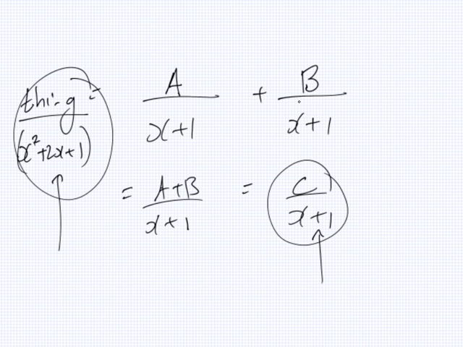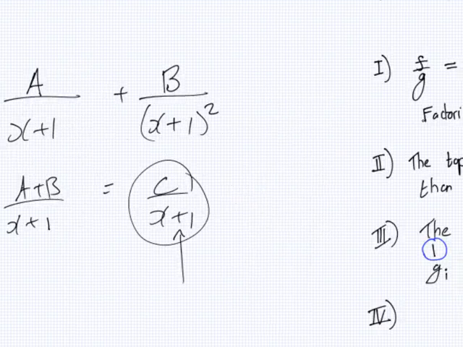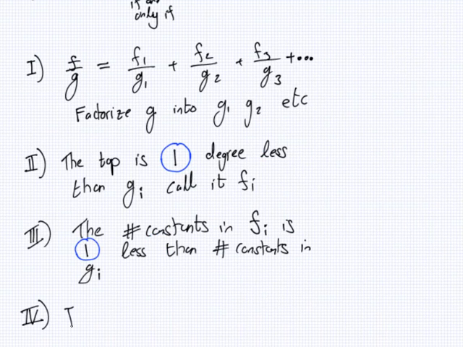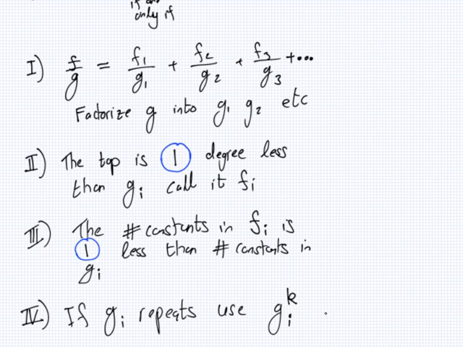So what do you do when the factor repeats? The way you deal with that is you have to square one of them. And then if it repeats again, then you would cube it. So if this was x plus 1 cubed, you would have x plus 1, x plus 1 squared, and x plus 1 cubed. In other words, if gi repeats, use gi to the power k the next time.